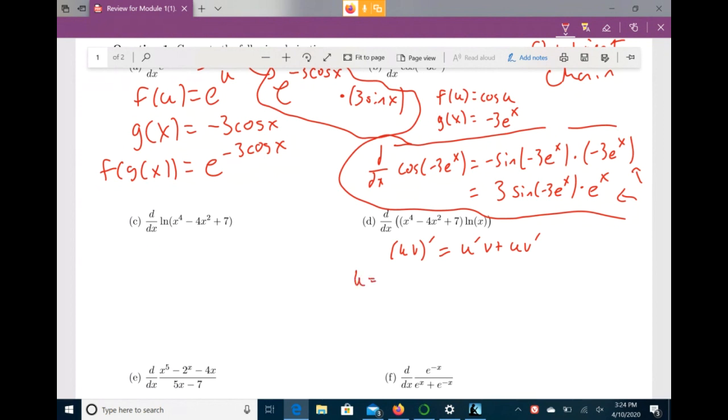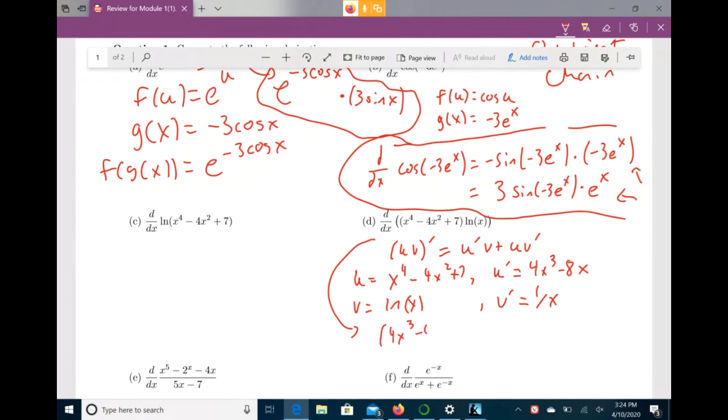The first function u is x to the fourth minus 4x squared plus 7. The derivative of that is 4x cubed minus 8x. The next function v is the natural log of x. The derivative of that is 1 over x. Okay? So then the answer here will be u prime v. So that's 4x cubed minus 8x times v plus u v prime. So that's x to the fourth minus 4x squared plus 7 times v prime, which is 1 over x.